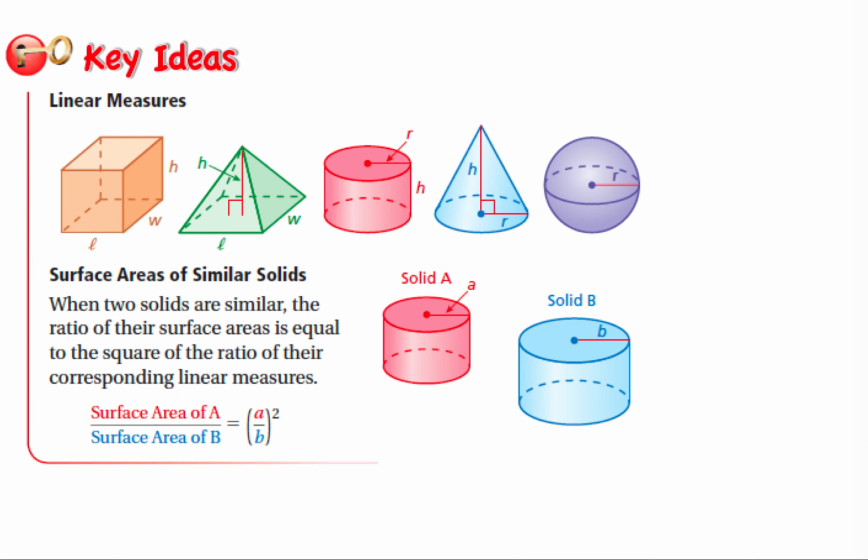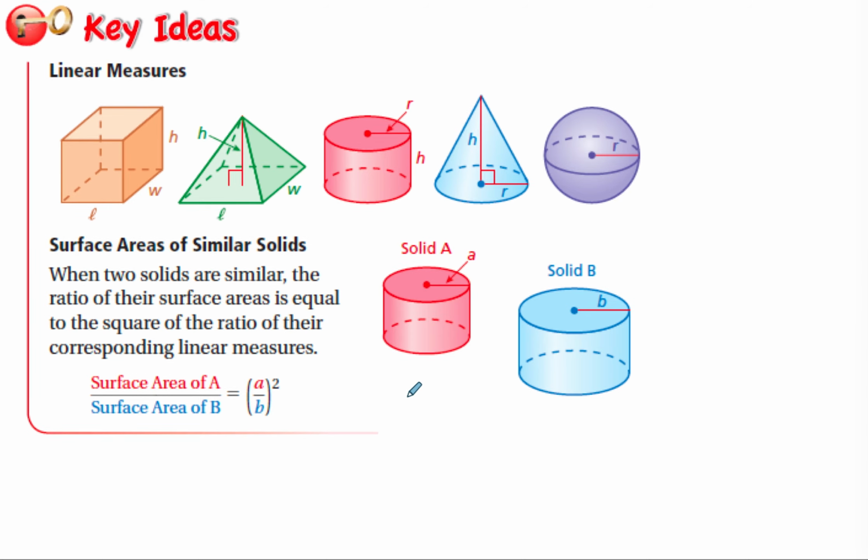All right, key idea, linear measures. Surface area of similar solids. When 2 solids are similar, the ratio of their surface area is equal to the square of the ratio of their corresponding linear measures. That's a lot of words.